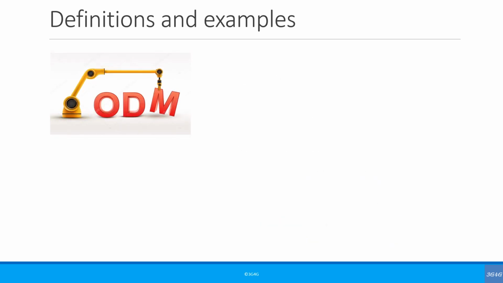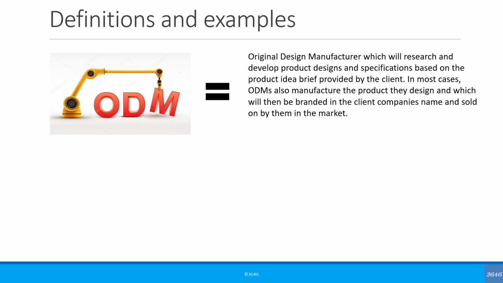While ODMs, or original design manufacturers, are companies which will research and develop product designs and specifications based on the product idea brief provided by the client. In most cases, ODMs also manufacture the product they design and which will then be branded in the client company's name and sold by them on the market. A side business ODMs may have is the creation of their own white label products that they themselves or other brands can then put their logos on.